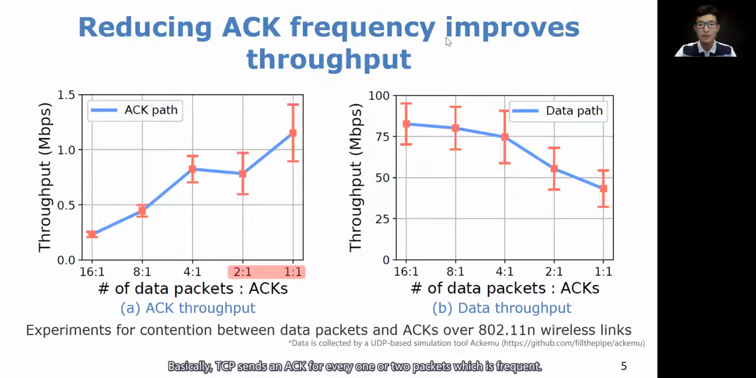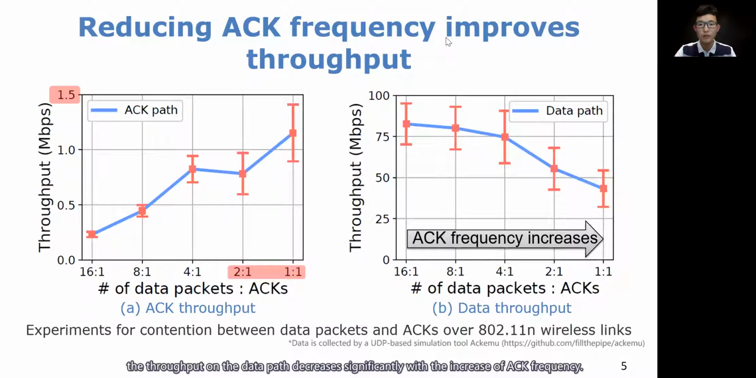Basically, TCP sends an ACK for every 1 or 2 packets, which is frequent. As shown in the left figure, the throughput on the ACK path is relatively low. However, as shown in the right figure, the throughput on the data path decreases significantly with the increase of the ACK frequency.